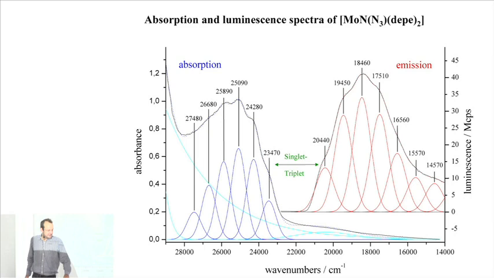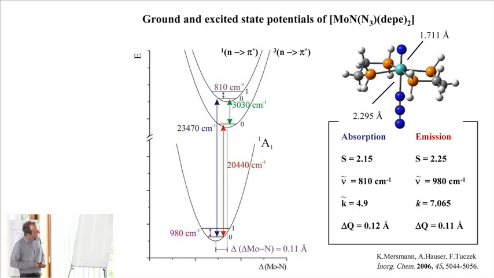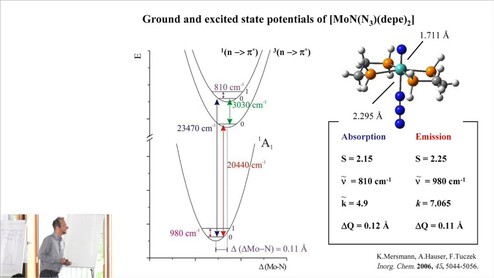And the reason for that is that the excited state has a singlet-triplet splitting. And if you do the absorption experiment, you go to the excited state singlet. And if you do an emission experiment, you start from the excited state triplet. Then, and this is a piece of information we got from that. So from the intensity distribution, we determine some of these factors.